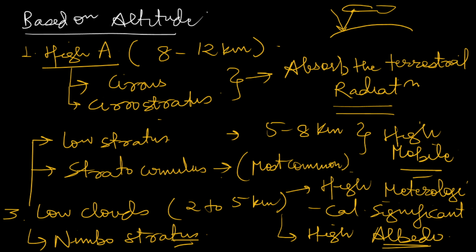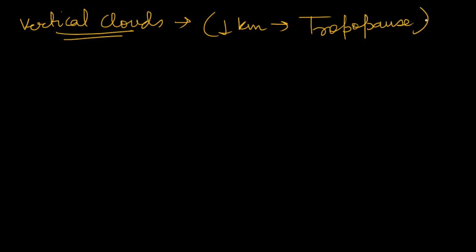Now the most important classification is the vertical classification, or vertical clouds. You should know those vertical clouds. These vertical clouds range from 1 kilometer up to the tropopause. When you see vertical clouds, there are also certain types. First of all, you will see nimbostratus.